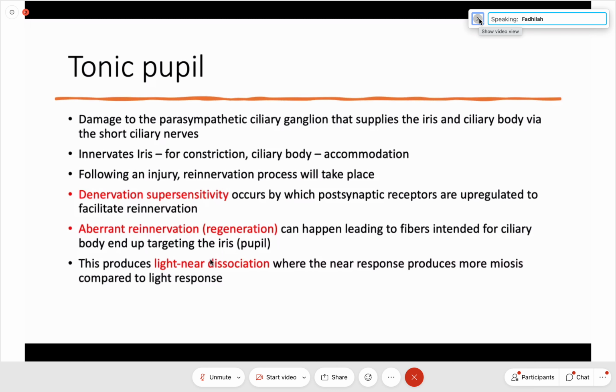So aberrant reinnervation or aberrant regeneration can happen that leads to the fibers that are intended for the ciliary body ending up targeting the pupil, all right? Anatomically, there are more fibers for the ciliary body compared to the iris. But now because of the aberrant regeneration, there will be probably equal fibers to the pupil and to the ciliary body, right? So this will produce light-near dissociation where the response to the light is very poor, but when you ask the patient to accommodate, they can do that very quickly.